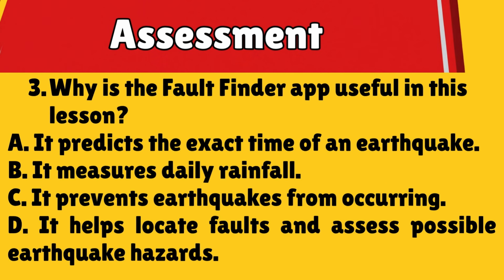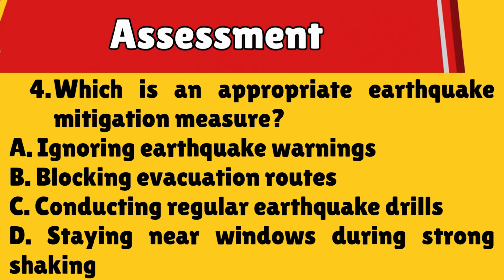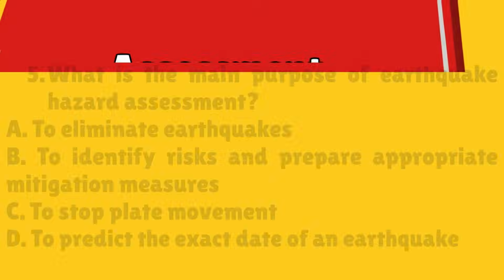Number 3. Why is the Fault Finder app useful in this lesson? A. It predicts the exact time of an earthquake. B. It measures daily rainfall. C. It prevents earthquakes from occurring. Or D. It helps locate faults and assess possible earthquake hazards. Number 4. Which is an appropriate earthquake mitigation measure? A. Ignoring earthquake warnings. B. Blocking evacuation routes. C. Conducting regular earthquake drills. Or D. Staying near windows during shaking.